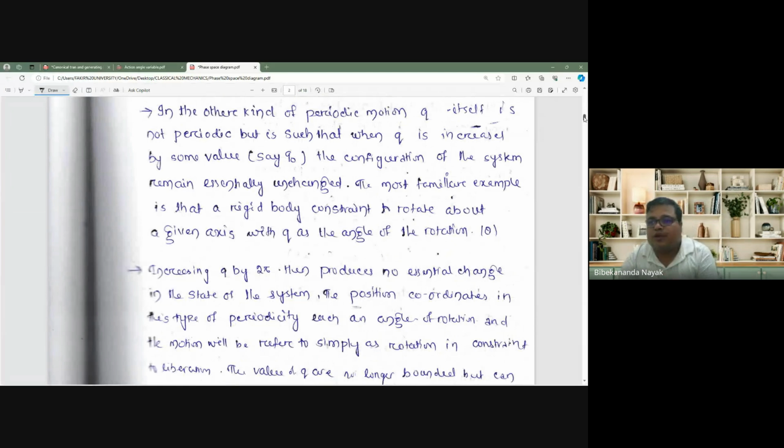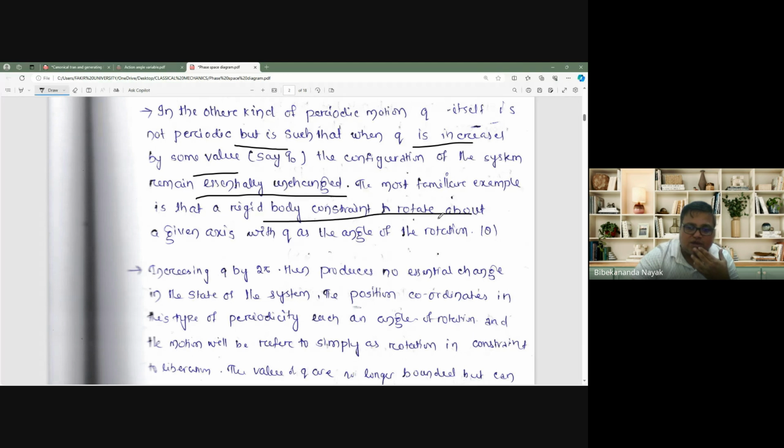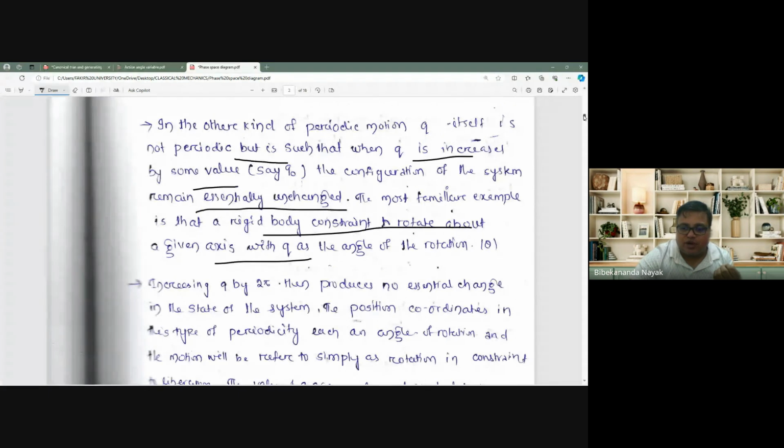In the other kind of periodic motion, Q itself is not periodic, but Q increases by some value, let's say Q0, and the configuration of the system remains essentially unchanged. Generally, Q0 is 2 pi. Like a sine wave or cos wave, cos theta is the same as cos of theta plus 2 pi. The most familiar example is a rigid body rotating constantly about a given axis, with Q as the angle of rotation. Increasing Q by 2 pi produces no essential change in the state of the system.